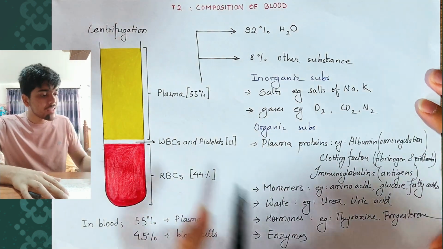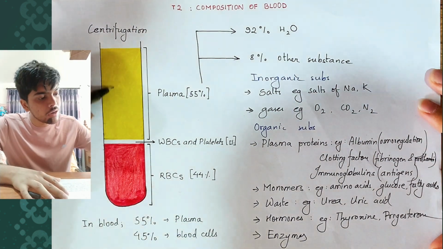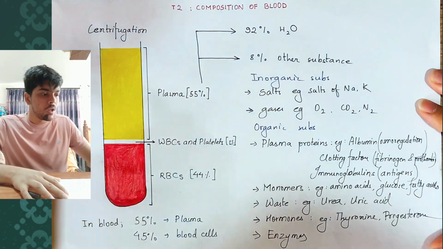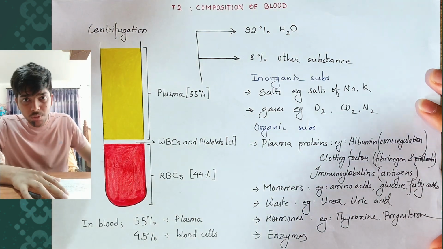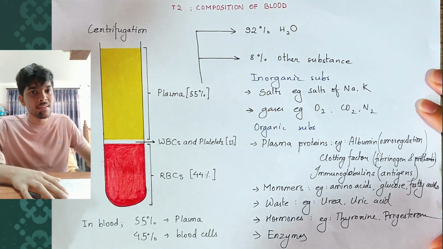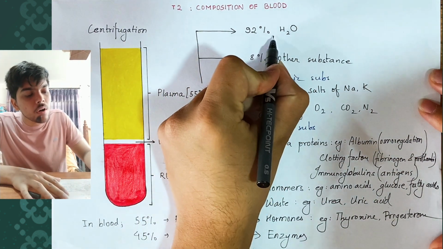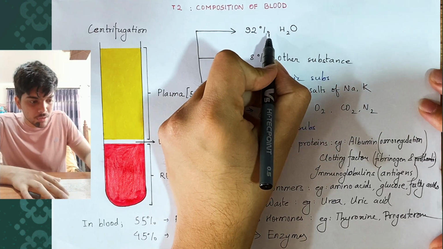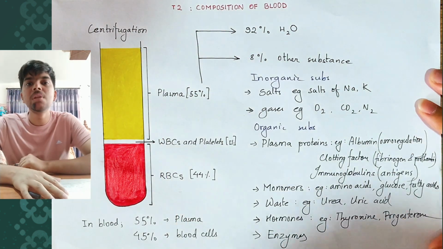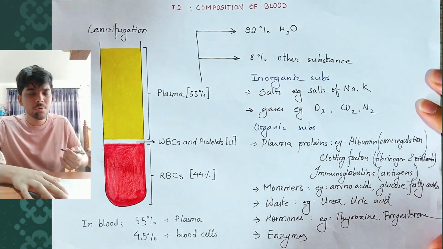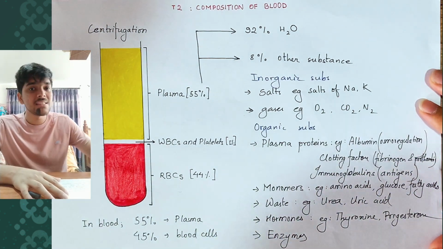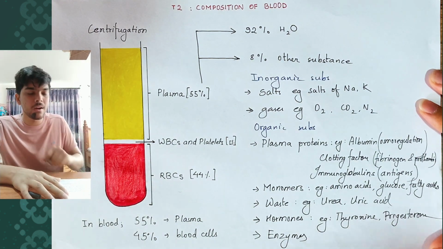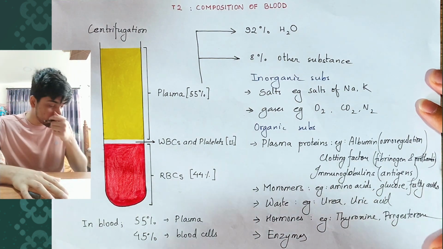We now know that plasma is a pale yellow colored liquid that makes up a majority portion of the blood, more than 50%. But what is plasma actually composed of? Majority, and by that I mean 92% of what's present in plasma is just plain old H2O. That is why blood is known as fluid connective tissue, because the majority portion of the blood is just water, and the cells present in the blood are present on this watery or liquidy layer. That's why it's called fluid connective tissue.